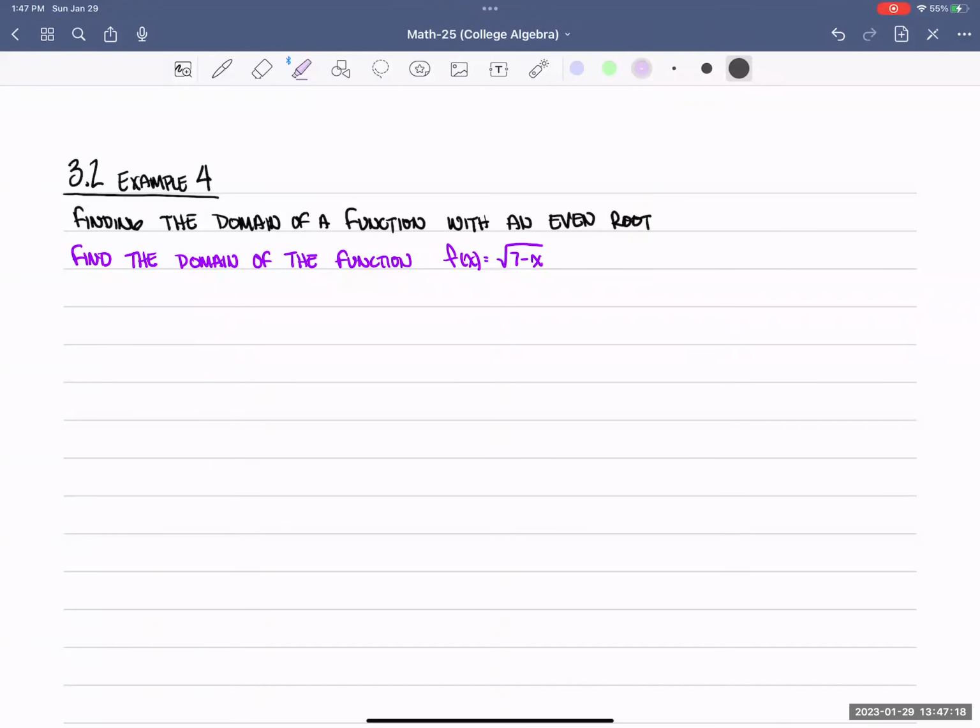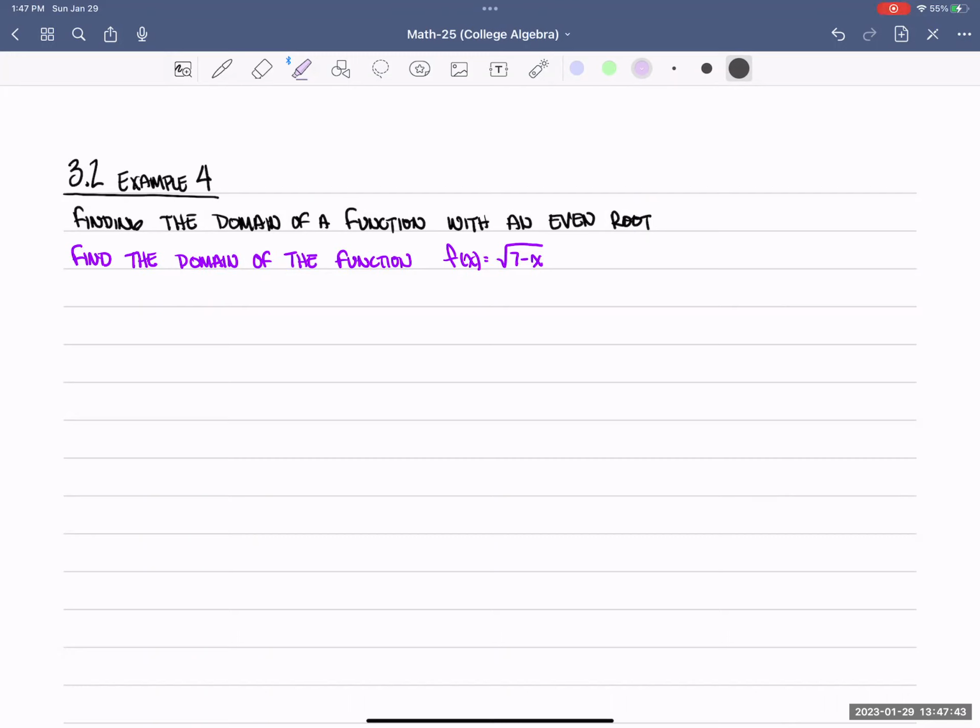Section 3.2, example 4, finding the domain of a function with an even root. Find the domain of the function f of x is equal to the square root of 7 minus x. So domain, there were two places where we would have domain errors, and that would be in radical functions and rational functions. Do we have a square root or do we have a fraction?